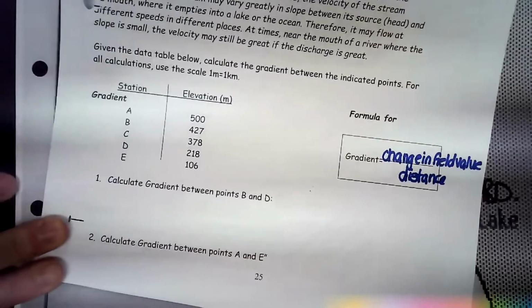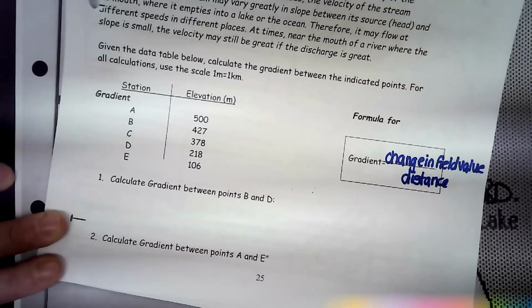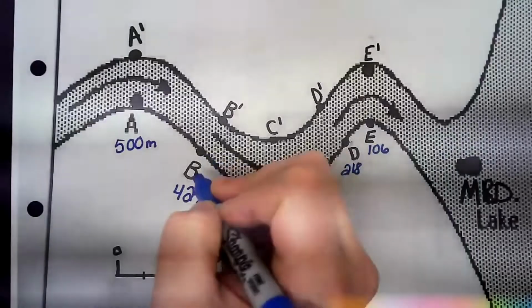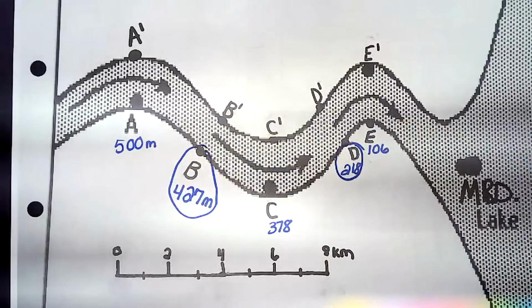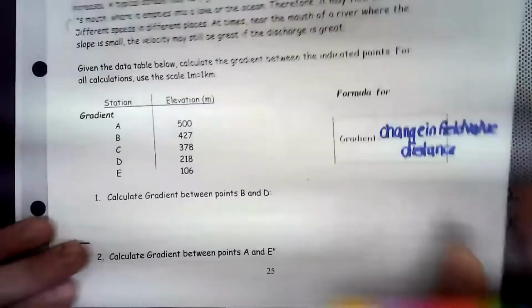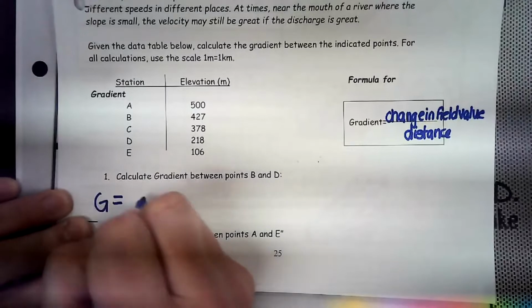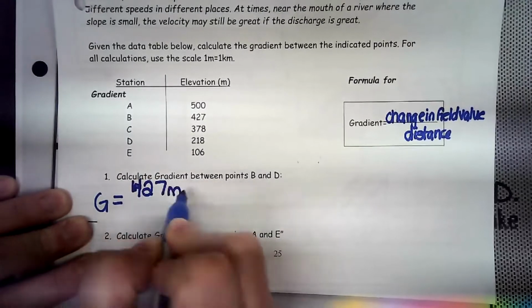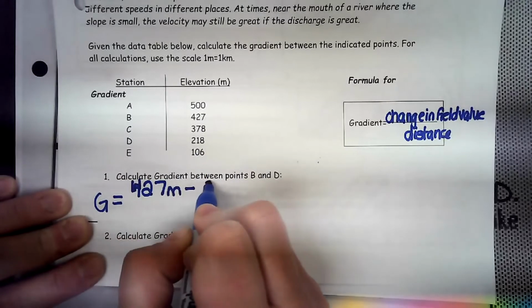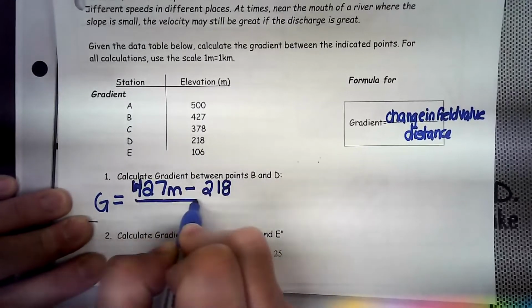We need to calculate the gradient between B and D. So we have point B and point D. Can we do the change in field value? If we know B is 427 meters and D is 218 meters, how do I find the change? Perfect. Gradient is the change, so I have to subtract. B is 427 meters and D is 218 meters, so I have to subtract those.